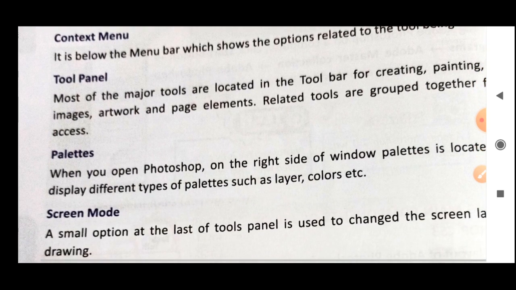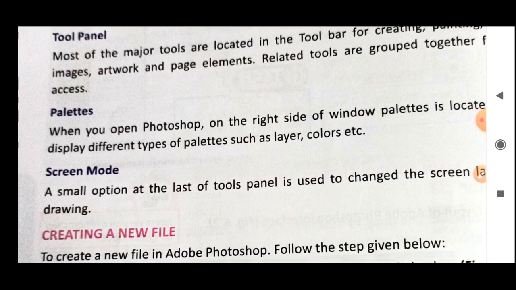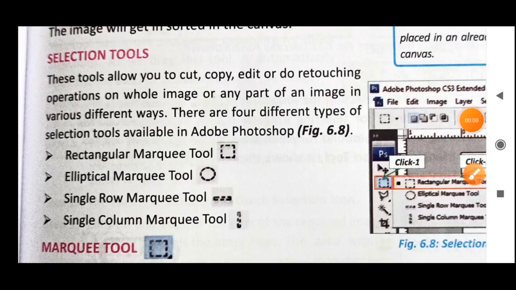The next is the palette. So what does the palette do? The palette is on the right side of the window, and it displays the colors, the layers and many other things. And the next is screen mode. So what is the screen mode used for? The screen mode is used to change the screen layout, meaning of which size of image or which size of screen is required.